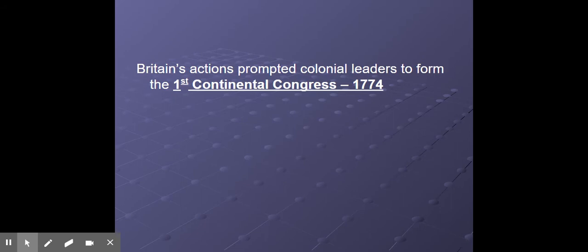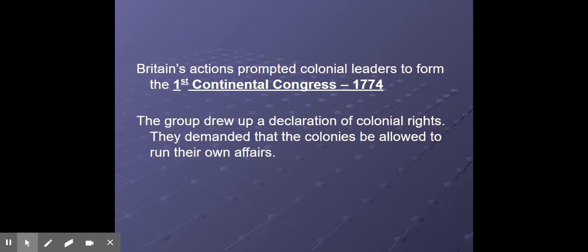Now, at that Continental Congress, they draw up a Declaration of Colonial Rights. And they ask that the colonies be allowed to run their own affairs, okay? Unless Britain is willing to give us representation, okay? And we admit, all right, we want to be able to control some areas. We're not looking to split off yet, okay? We make this very clear to Britain. We're not looking for independence yet. We do want to be able to control our own issues.